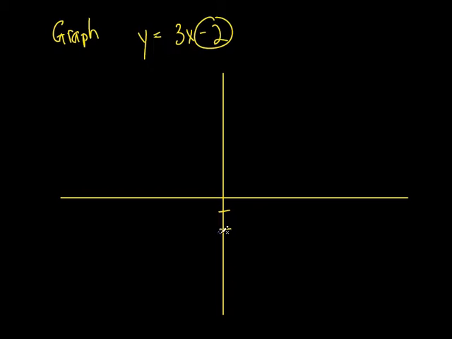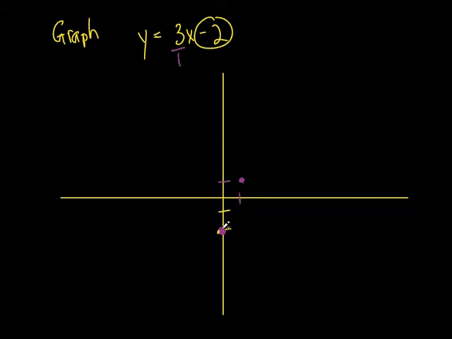So we put a dot. Let's do that in a different color. We put a dot at negative 2 right there. What's the slope? 3 over 1. So we count up 3. 1, 2, 3, and we run 1. So we put a dot right there. Could this be any easier? I don't think it could.